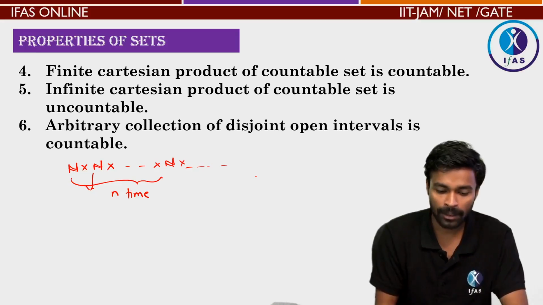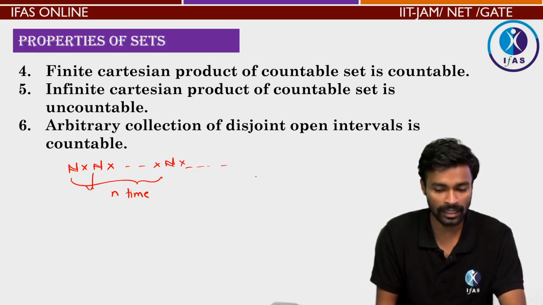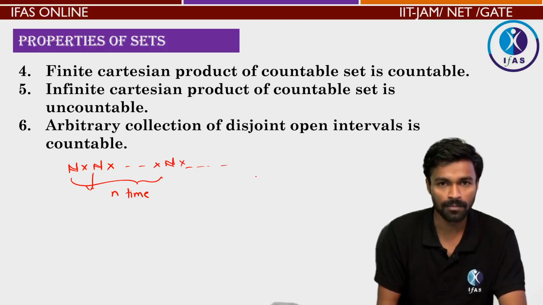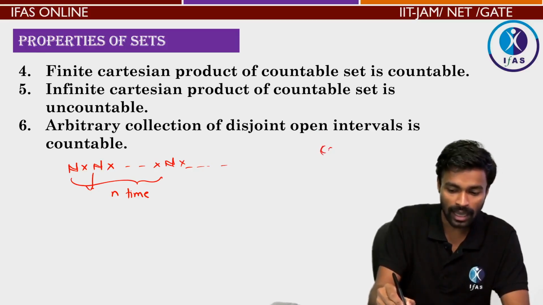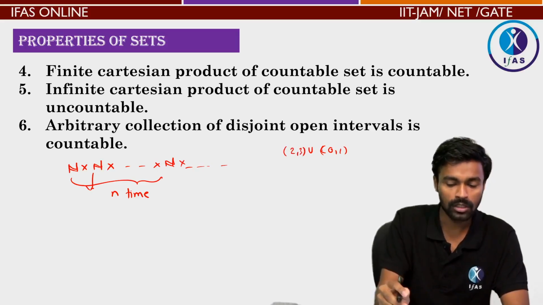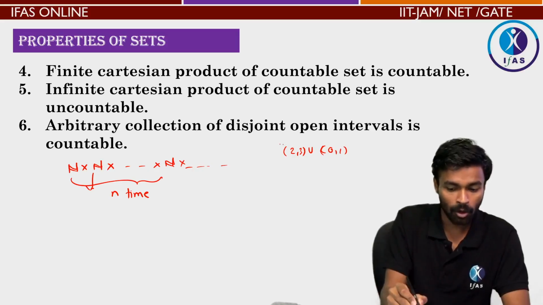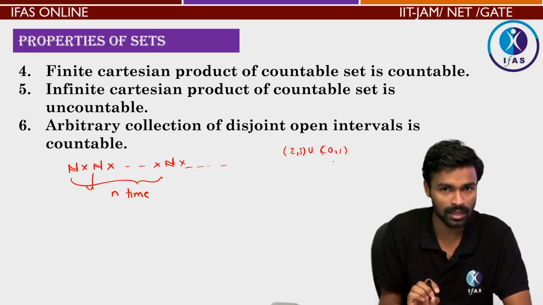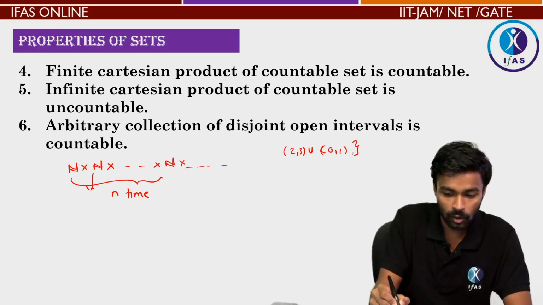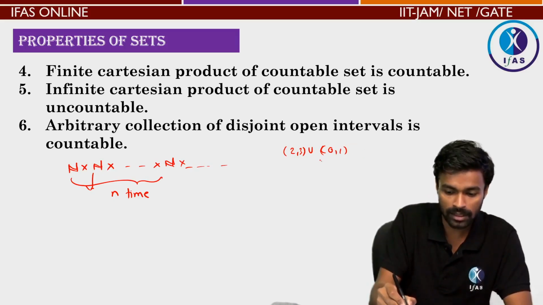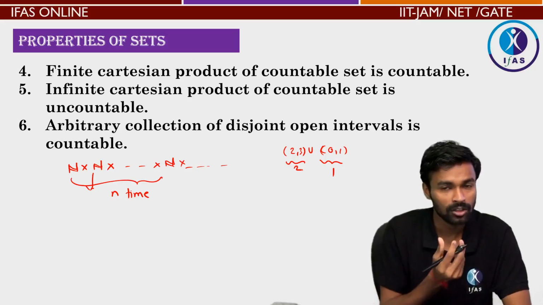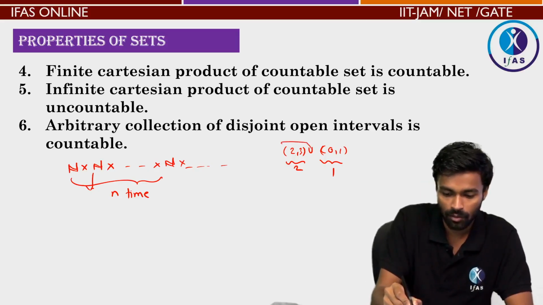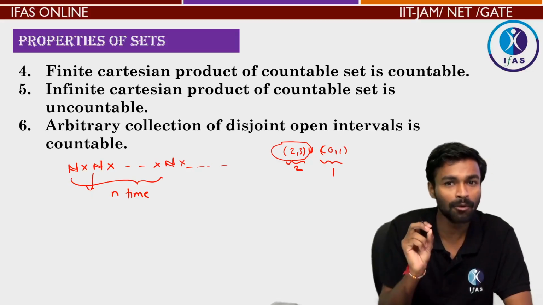Now the next one, an arbitrary collection of disjoint open intervals is again a countable set. Arbitrary collection of disjoint open intervals. I am not saying that, for example, (0,1) union (2,3)... I'm not saying that this set is a countable set. I'm saying that its union, that means this is my one element of the set, this is my second element of the set. This is not actually a set, I am taking it as one element of a set.